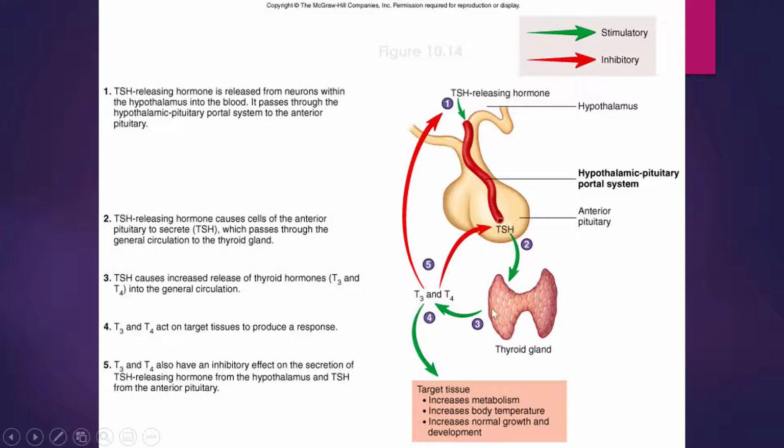So if you have enough of the T3 and T4, it will act as negative feedback. It's going to be inhibiting the TSH from being produced. Once you have low T3 and T4, then you are going to again stimulate the TSH into its release and eventually stimulate the thyroid gland to produce T3 and T4.